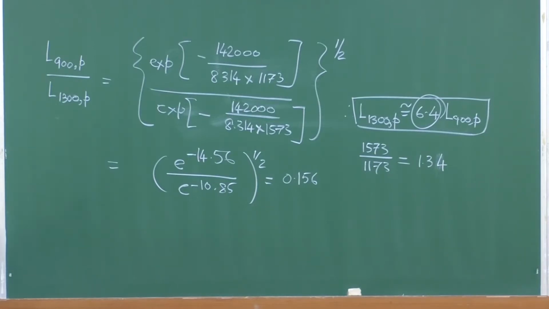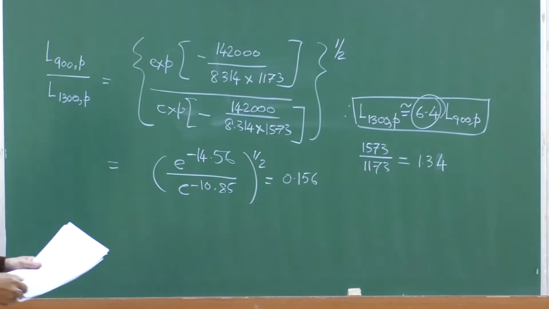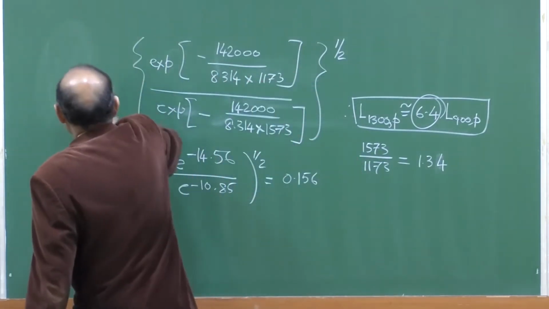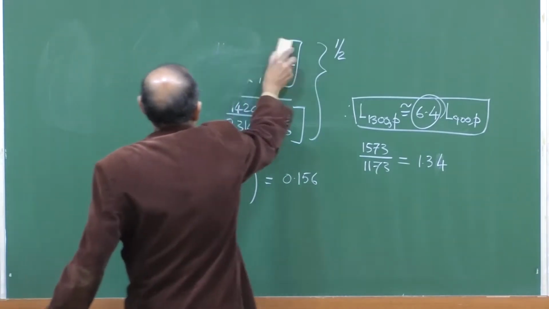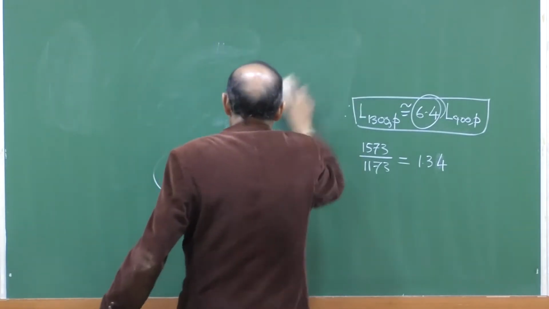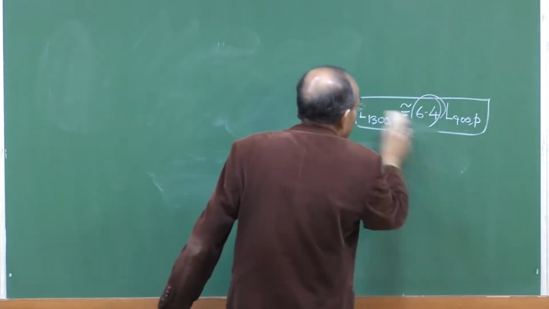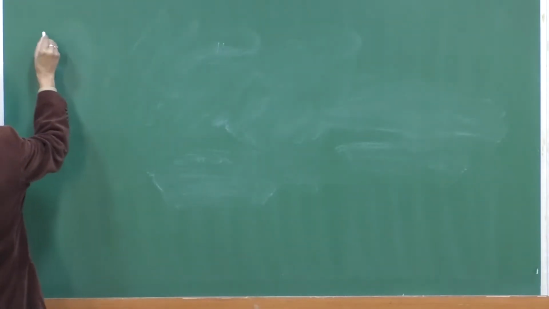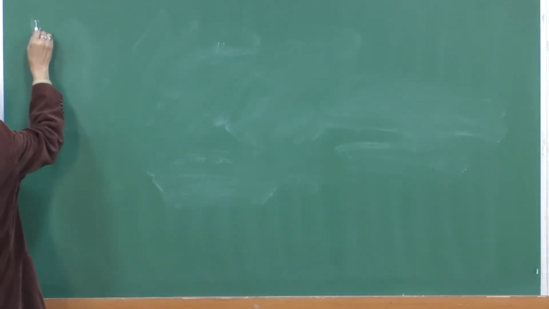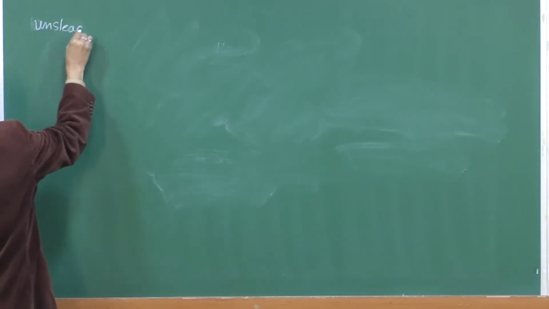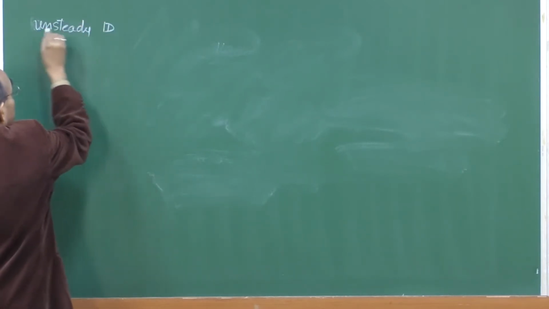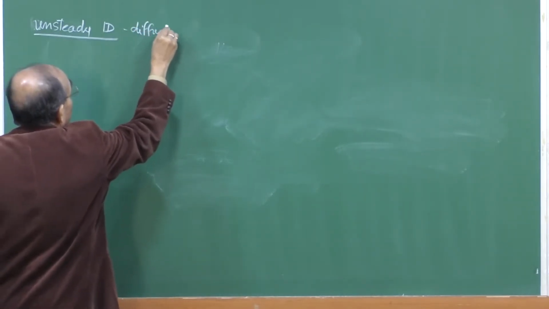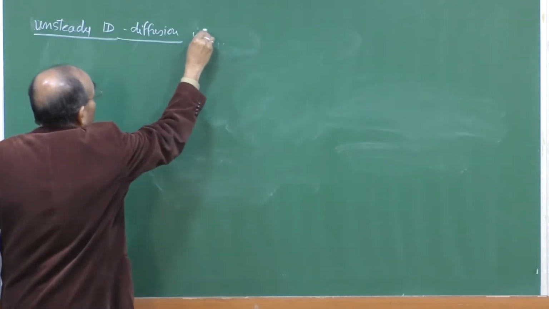Now, I want to show you the steady state, unsteady state diffusion in a slab geometry, and directly show you the resemblance between a heat conduction phenomenon in a slab vis-a-vis mass diffusion in a slab. So, we pose the problem: unsteady state, 1D, one dimensional diffusion in slab geometry.